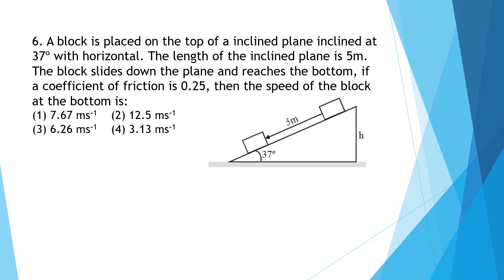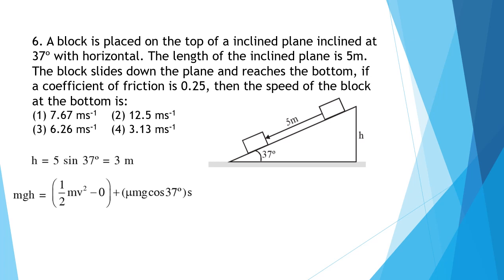Now first of all we need to find the height. So h is equal to 5 sine 37. You should know the value of sine 37. So you get h equal to 3 meters. Now we know that mgh will be equal to the change in kinetic energy plus the work done by friction. So when you solve this, we get v equal to root 4g, that is equal to 6.26 meters per second. So the correct answer will be option 3.